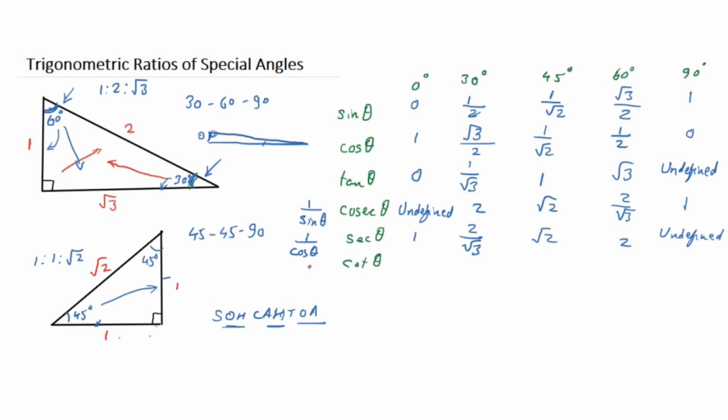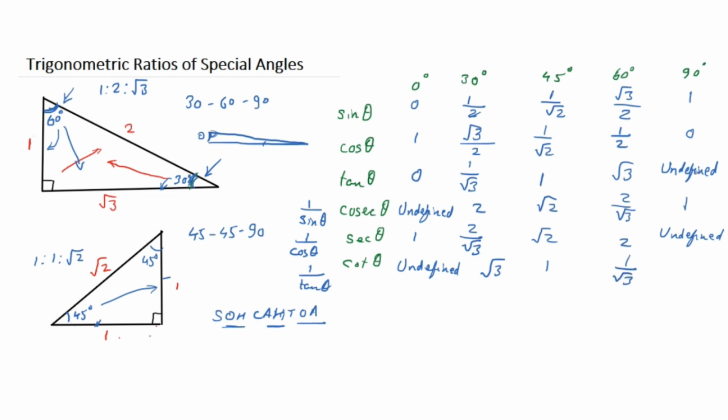And cot theta is the reciprocal of tan theta. So 1 over 0, again cot 0 would be undefined, since we cannot define division by 0. 1 over root 3 would be root 3. 1 over 1 would be 1. 1 over root 3.